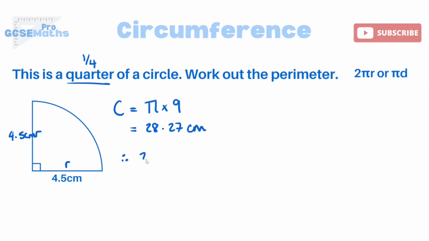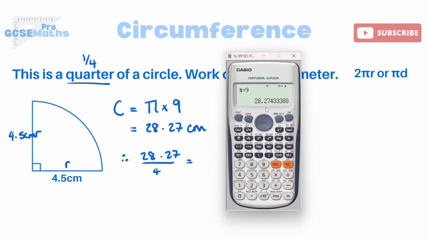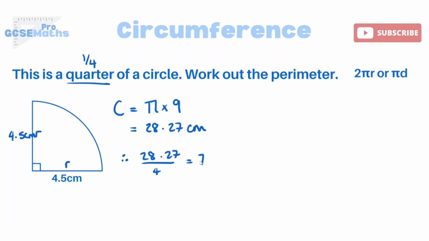So therefore, 28.27 in this case divided by 4. Take your answer from that, press divide and then 4. It will copy all of those decimals for you. So we've got 7.068... Just going to write down a couple of the decimals. So that's the length of the arc. Just double check: do I need to find the circumference? Do I need to halve the circumference? Do I need to divide it by 4?